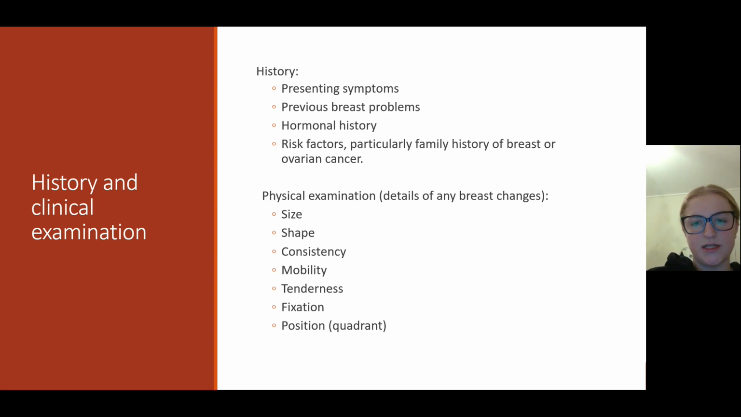Some important risk factors would be family history of breast cancer or ovarian cancer, and any knowledge that the patient may have of genetic mutations in their family, for example, of the BRCA gene. For physical examination, you would be focusing on details of any breast changes the patient may be having. For example, the size, shape, consistency, mobility, tenderness, fixation, and position of a breast lump.